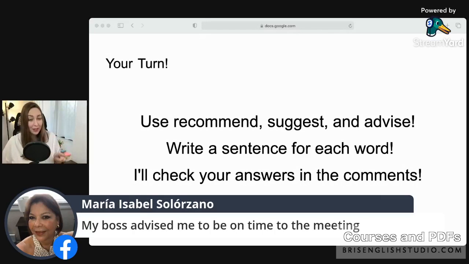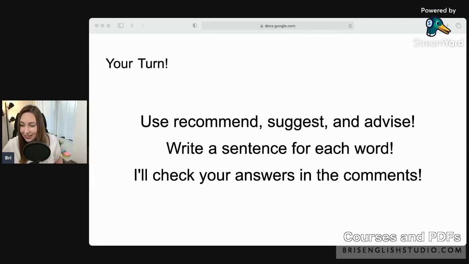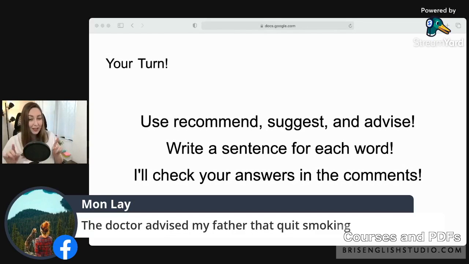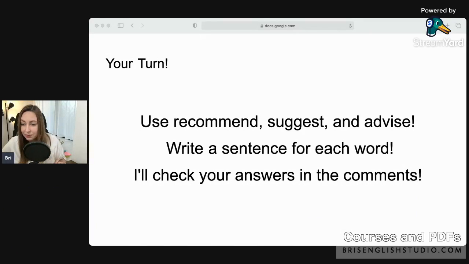My boss advised me. Very good. So we can use advised plus a pronoun. My boss advised me to be on time to the meeting. Wonderful. Well done. Okay. The doctor advised my father, maybe here, to quit smoking. My doctor advised my father. So we have your father to father does something. Father to quit smoking. Very good.